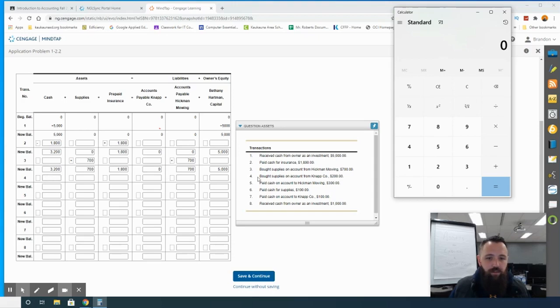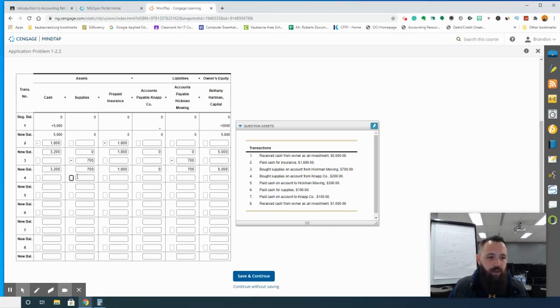So for transaction number 4, we bought supplies on account from Knapp Company. Now we bought supplies from a different person. What's going to happen? Same exact thing as the last transaction, right? So our supplies go up. Put plus 200 here. And then our other accounts payable account through Knapp Company also goes up because we now owe them $200.